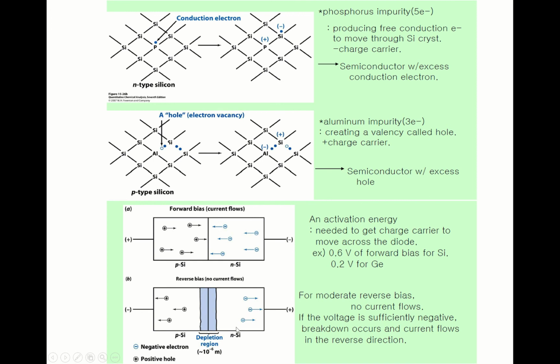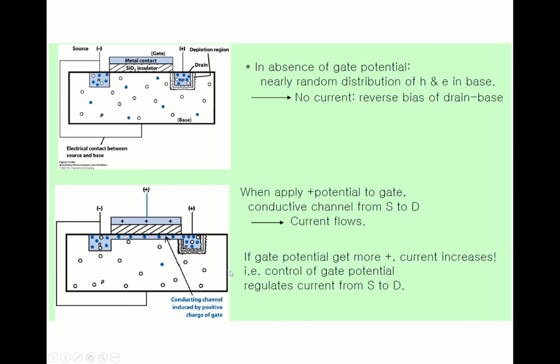An important thing is that in this contact area, there develops a depletion region. This thickness is about 1 micrometer, a very thin layer that is formed. Anyway, these two phenomena can be usefully used to make a transistor.